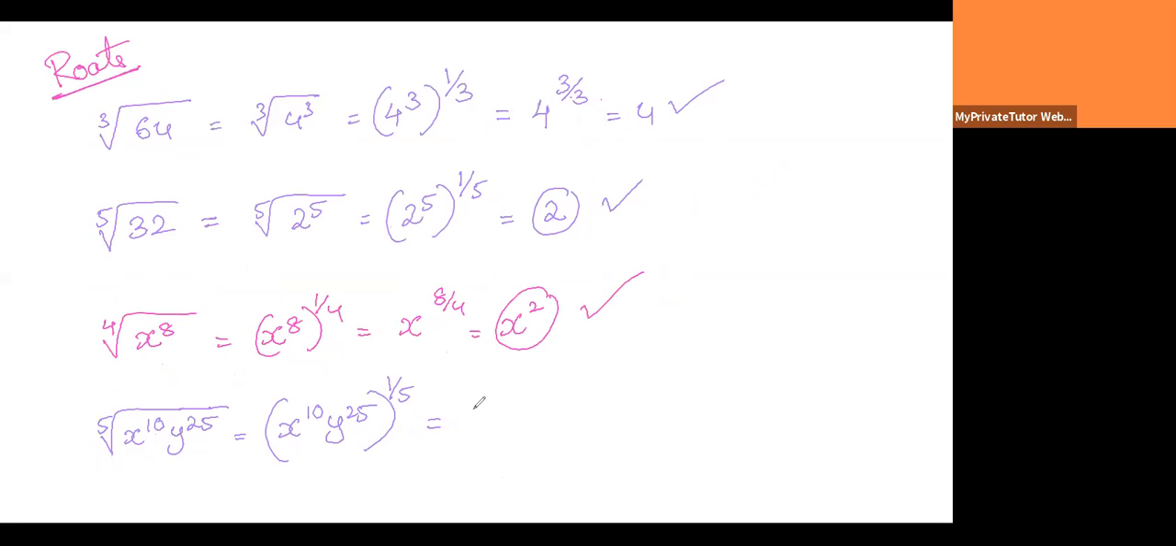So x power 10 whole power 1 over 5 becomes x power 10 over 5. I hope you got that. And y power 25 divided by 5. So what is the answer? Everyone knows that, I hope. Which is x square y power 5. So this is how we need to solve.